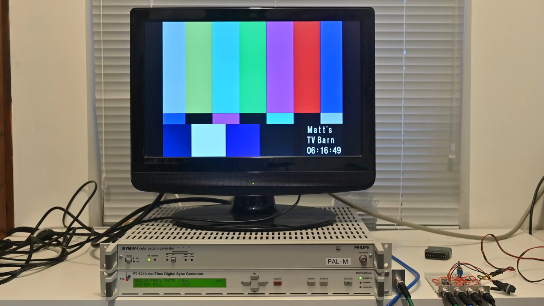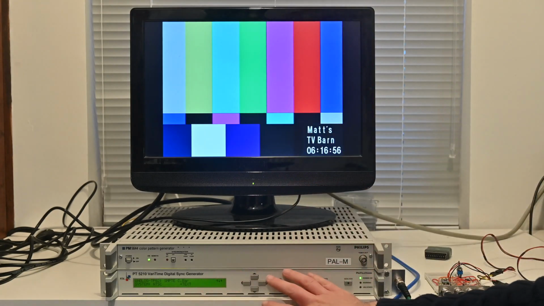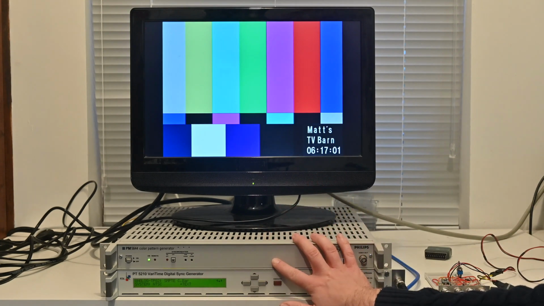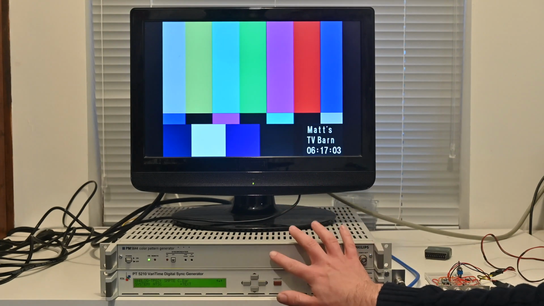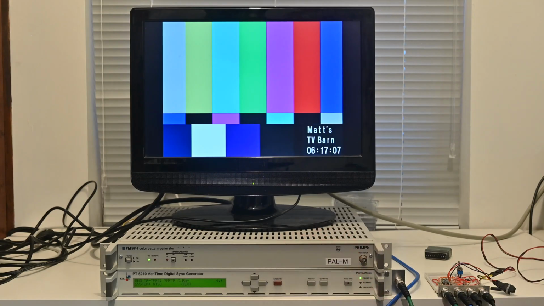Now for our demonstration today, we're going to be using two different sources. For NTSC, our SMPTE color bars, we're using our trusty PT5210. For PAL-M, we're going to be using this PAL-M Philips generator. Now it's no secret that I do like to collect obscure versions of these things, and this is definitely one of the more obscure ones that I have.